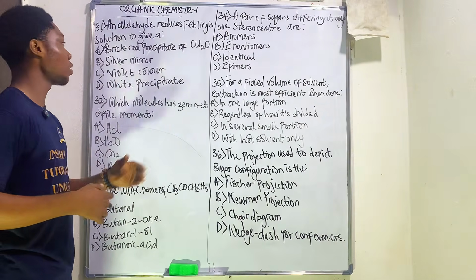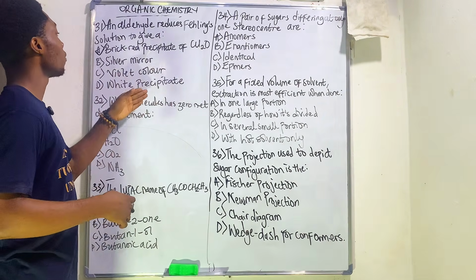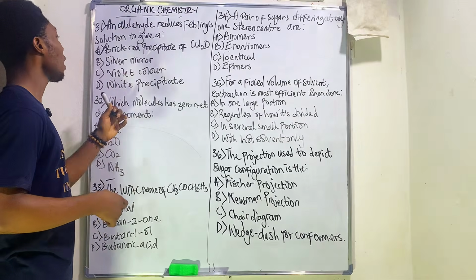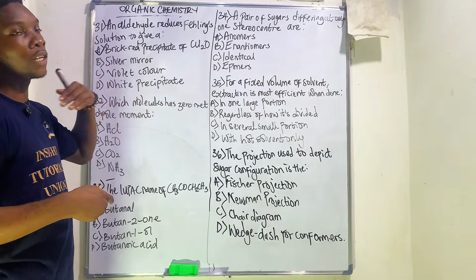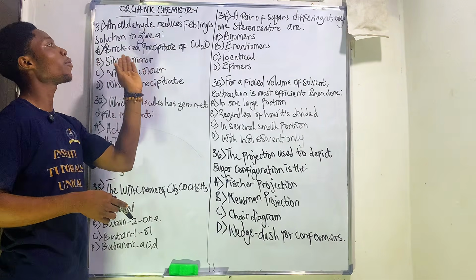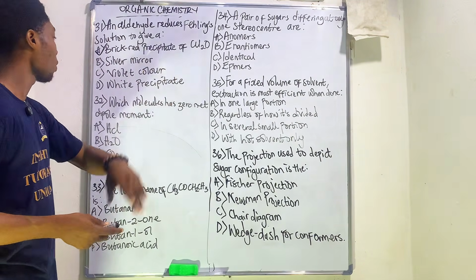Violet color is in phenols, right? When phenols react with iron 3 chloride, they give a violet color. A white precipitate is not associated with Fehling solution or Tollens solution in any way, right? So the correct answer is brick red precipitate of copper 2 oxide.